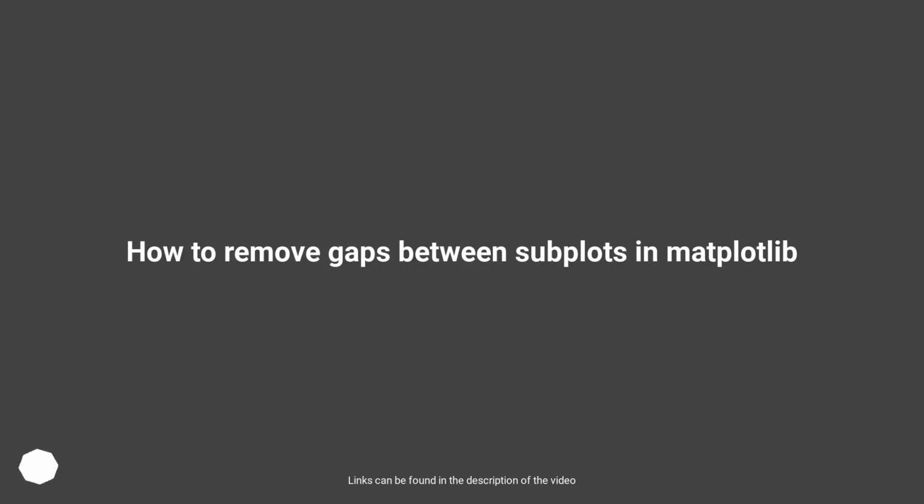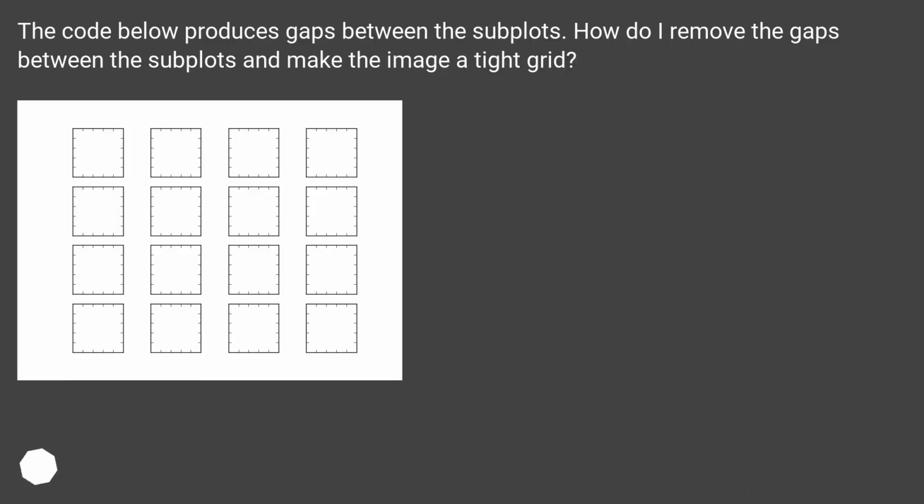How to remove gaps between subplots in matplotlib. The code below produces gaps between the subplots. How do I remove the gaps between the subplots and make the image a tight grid?